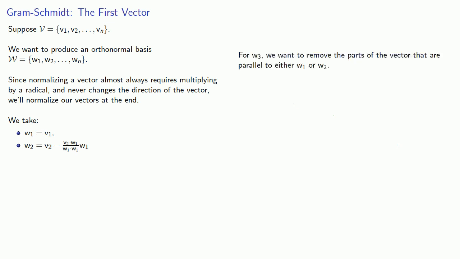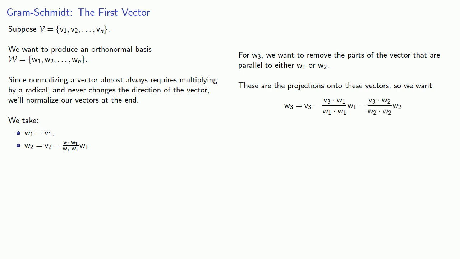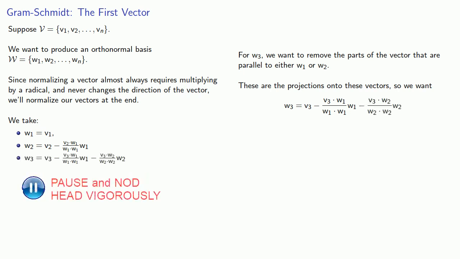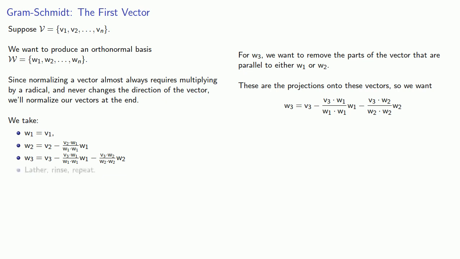And we can generalize this. For W3, we'll start with that vector V3, and then we'll remove the parts of the vector that are parallel to either W1 or W2. And these are the projections onto these vectors. So for W3, we'll take V3, we'll subtract the projection onto W1, then we'll subtract the projection onto W2. And lather, rinse, repeat.